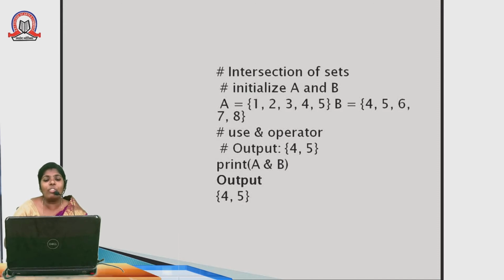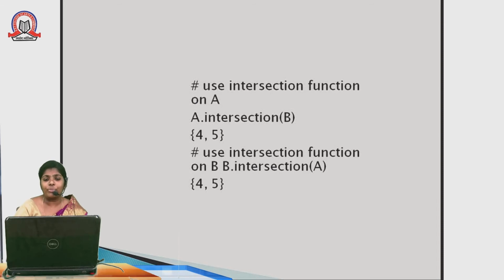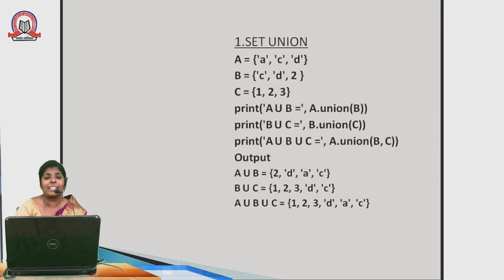So the output will be 4 and 5. Intersection is used to display the common elements from the two sets. Here also you can use the keyword, like A dot intersection of B. So what will happen? The common elements of the two sets will be displayed as the output.